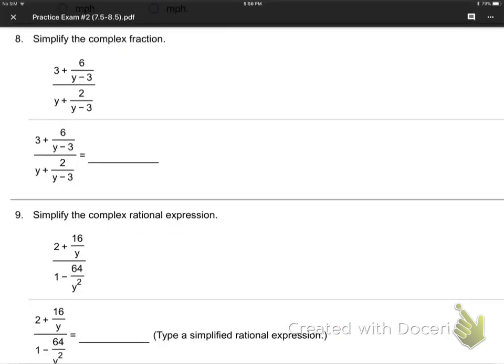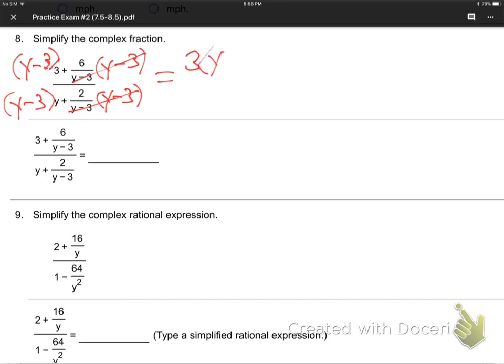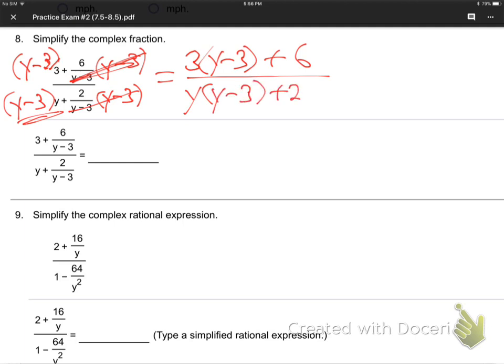Okay, complex fraction. So what do we do with a complex fraction? We've got to multiply top and bottom by the extra denominator, the y minus 3. Cancels here, cancels here. What do we get? So that'll be 3 times y minus 3 plus 6, because these are gone. And then this one is y times y minus 3 plus 2.